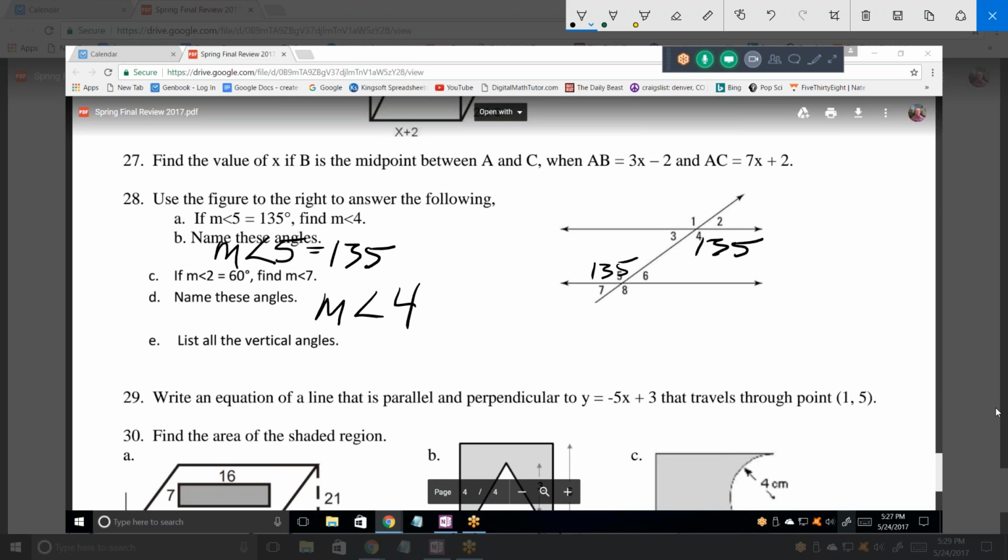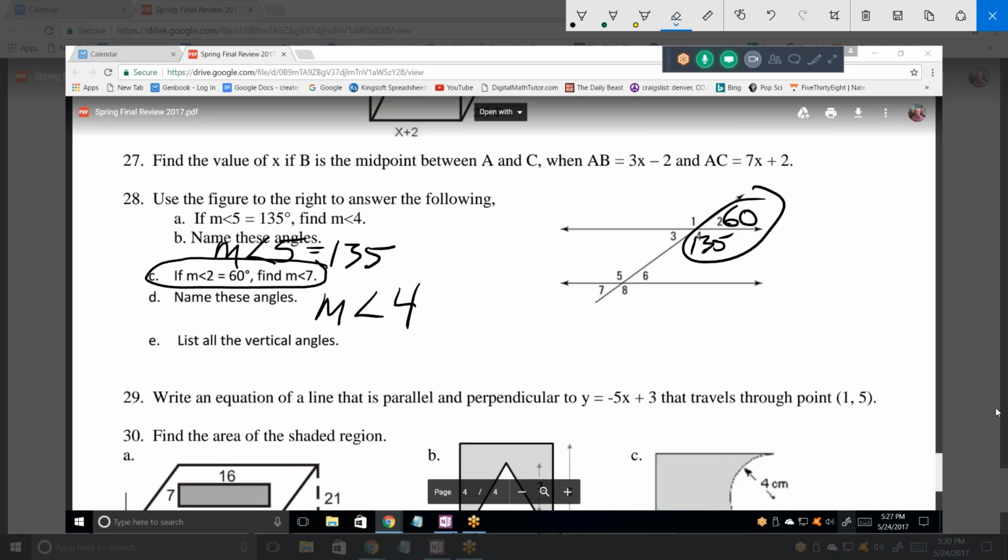Name these angles. The measurement of angle 2 is 60. Well, not if 4 is 135, but I guess it must be a separate problem. In other words, you realize that if the measurement of angle 4 is 135, then 2 cannot be 60. These 2 angles are a linear pair. They have to be supplementary. They have to add to 180. So this must be a separate problem completely.